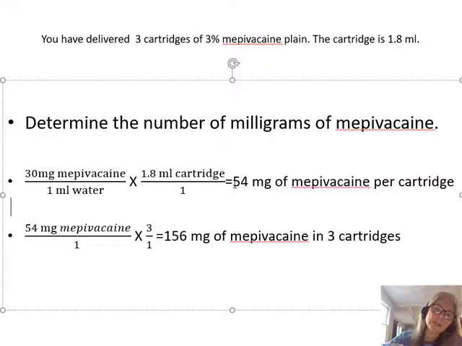We go back to the equation and we can see it says you have delivered 3 cartridges. So multiple cartridges, we will multiply. So we have 54 milligrams of mepivacaine multiplied by 3 cartridges delivered, and that equals 156 milligrams of mepivacaine that we delivered in the 3 cartridges.